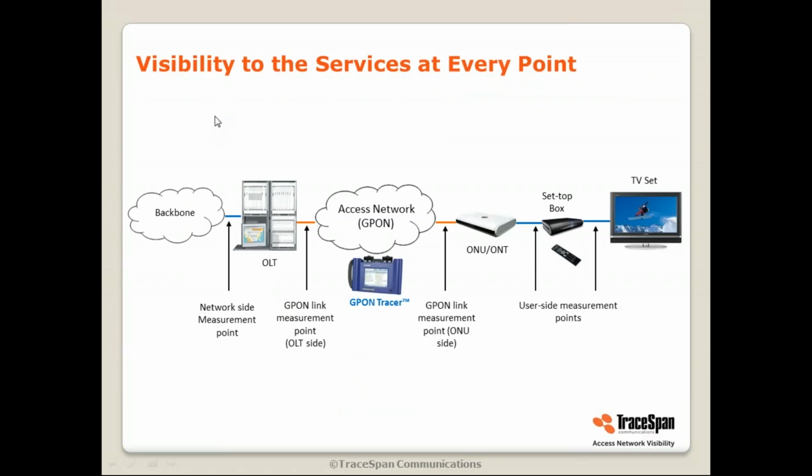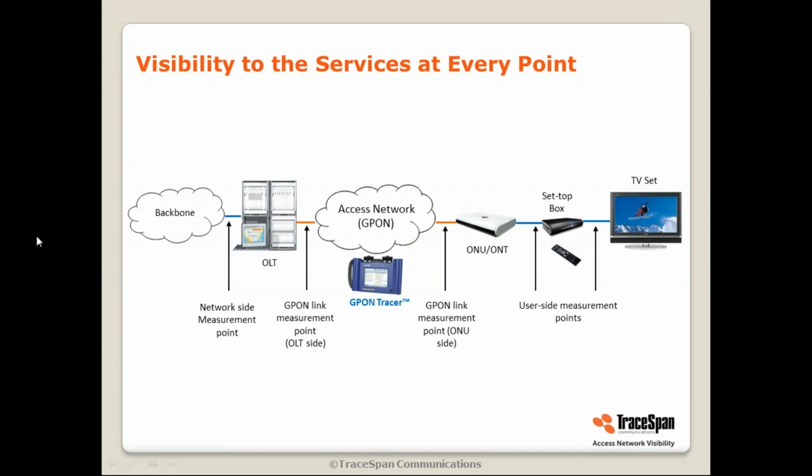When we talk about troubleshooting of services, the idea that we will be presenting is the importance of the visibility to the service in every point. Let's look at what the network looks like and what the service goes through from its source to the customer. So we have the backbone, and the backbone is actually a series of networks and servers and routers. Actually, the service that provides the service is connected to the backbone.